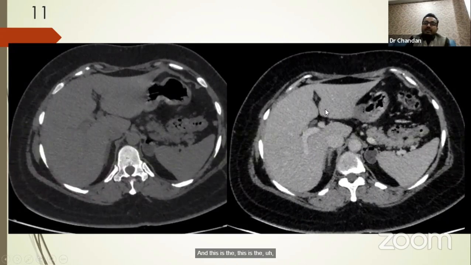These are the axial phase images, and on the non-contrast images we can see there is a well-defined rounded hypodense lesion in the left adrenal region, the left adrenal gland. And inside the lesion we can see there are air foci. This is the clue to the lesion.